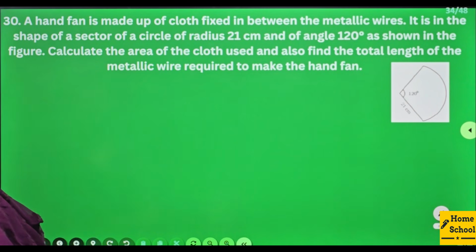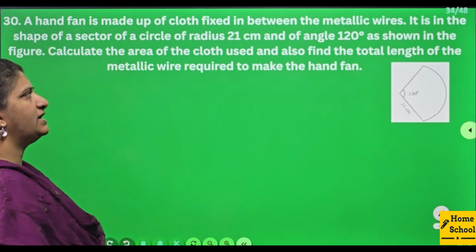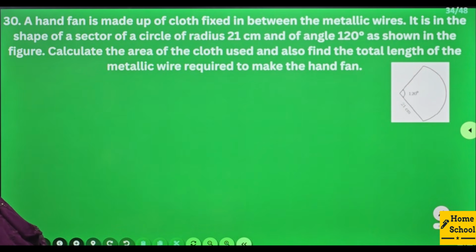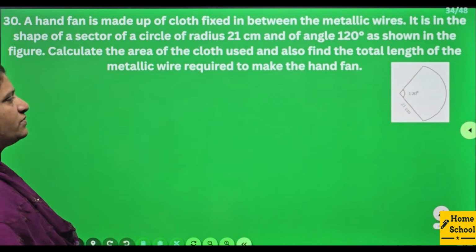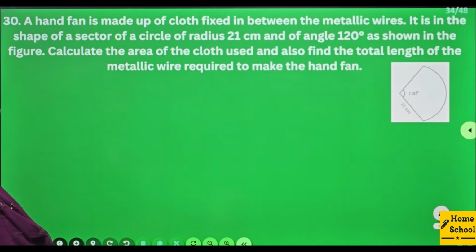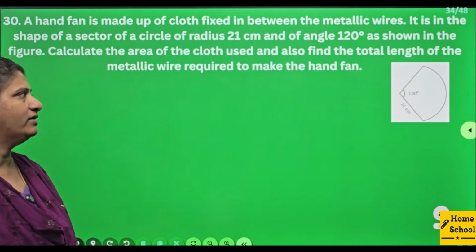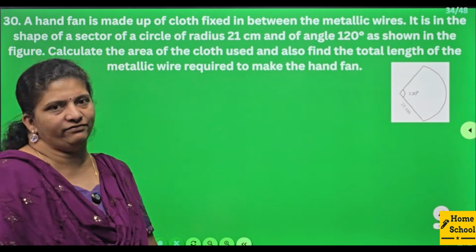30. A hand fan is made up of cloth fixed in between the metallic wires. It is in the shape of a sector of a circle of radius 21 centimeters and angle 120 degree as shown in the figure. Calculate the area of the cloth used and also find the total length of the metallic wire required to make the hand fan.